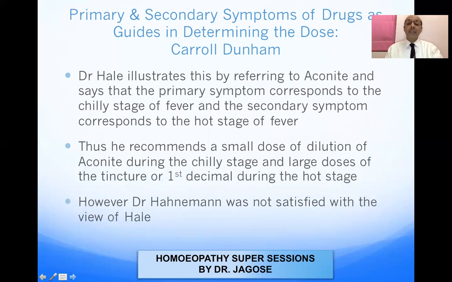Dr. Hale illustrates this by referring to aconite and says that the primary symptom corresponds to the chilly stage of fever and the secondary symptoms correspond to the hot stage of fever. Thus, he recommends a small dose of dilution of aconite during the chilly stage and large doses of the tincture or first decimal during the hot stage. However, Dr. Hahnemann was not satisfied with the view of Hale.